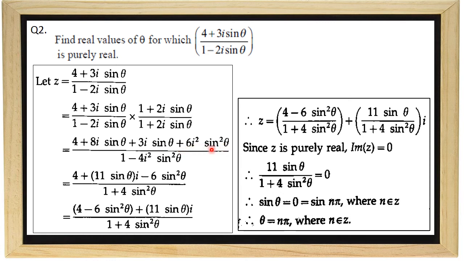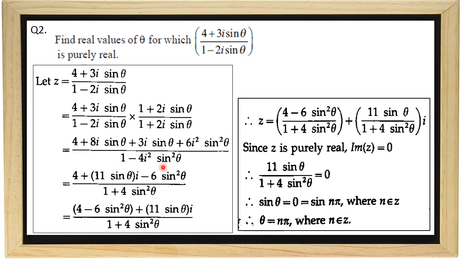This is divided by the product of a complex number and its conjugate, which is the square of the real part plus the square of the imaginary part. You can also use the identity (a − b)(a + b) = a² − b², which is used here. So 1 squared minus the square of the imaginary part 2i sin theta, that is 4i² sin² theta.